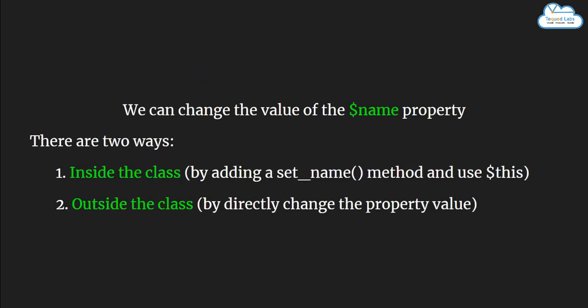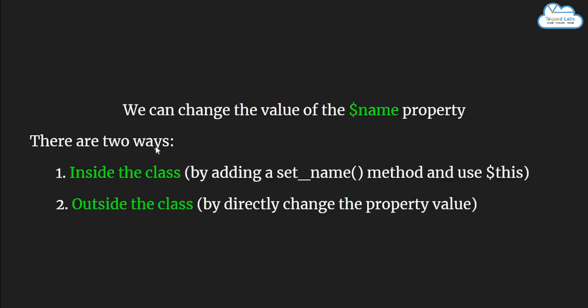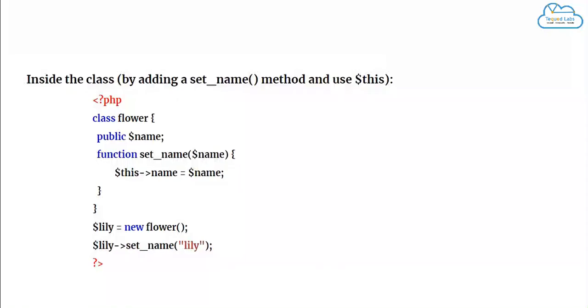We can change the value of the name property. If I go back, I can change the value of this. There are two ways to change that. You can change inside the class and outside the class as well. Inside the class, by adding a set name method and using $this. Just like I showed you in an example, inside a class, if you want to change the variables, you can use set name. Outside the class, you directly change the property value. Now this is an example, right? So you can see inside a class by adding a set name method and using $this, that is this keyword.